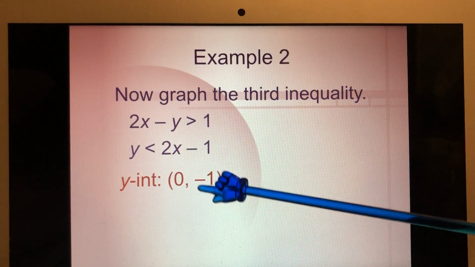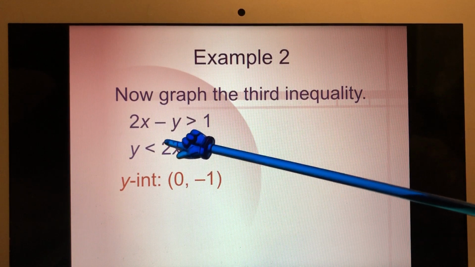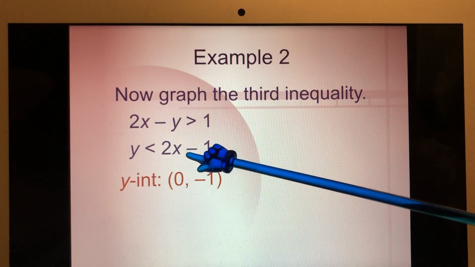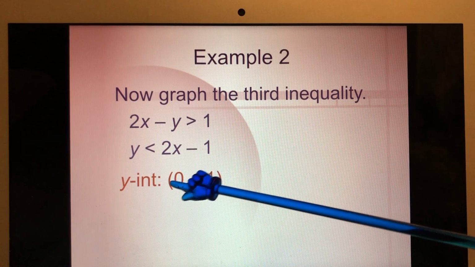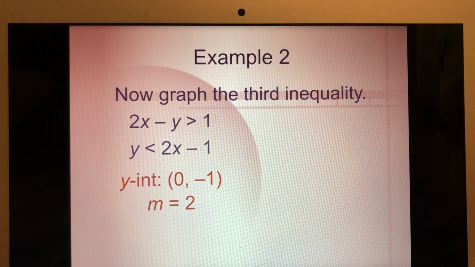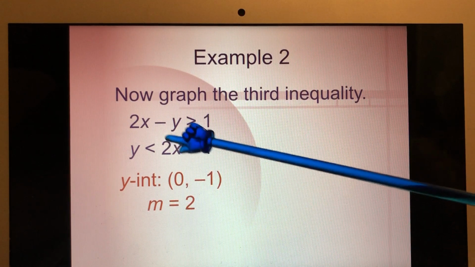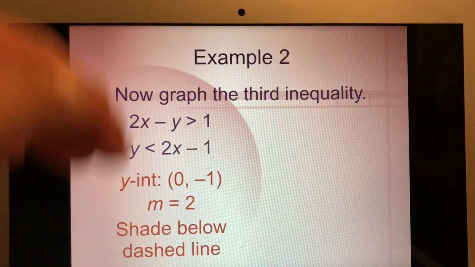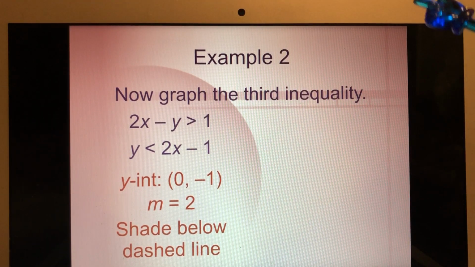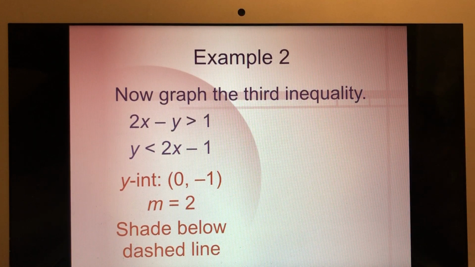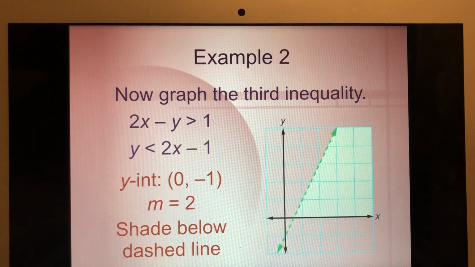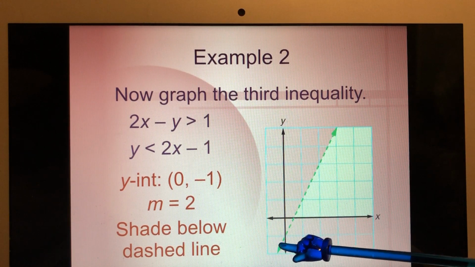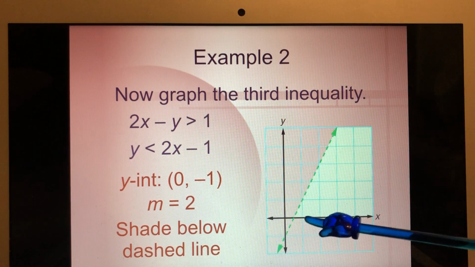And the y-intercept now, okay, y equals mx plus b, the slope times x plus b, and it's negative 1 here. So this is going to be (0, negative 1). m, the slope, is equal to the 2, the coefficient right before the x. So we shade below the dashed line. So at negative 1 on the y-axis, everything below that is what this graph would look like. Shade below the dashed line.